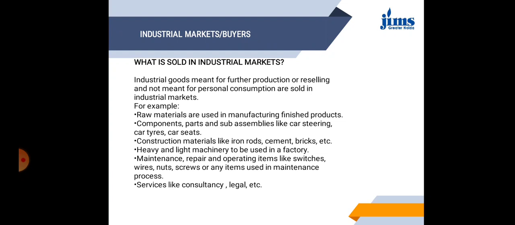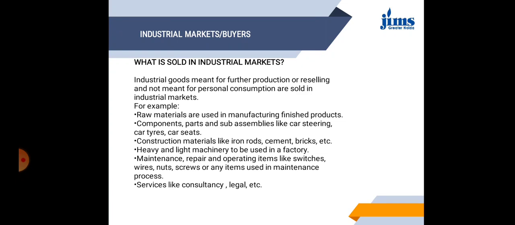Also, we have to understand what is usually sold in industrial markets. I already told you that industrial goods are those which are meant for further production or reselling and are not meant for personal consumption. These goods may be raw materials which are used in manufacturing of finished goods, some components, parts, and sub-assemblies like car steering, car tires, car seats, upholstery, etc., which may not be used by the industrial buyers directly, but may be used by them to manufacture and decorate a particular car to be resold in the market.